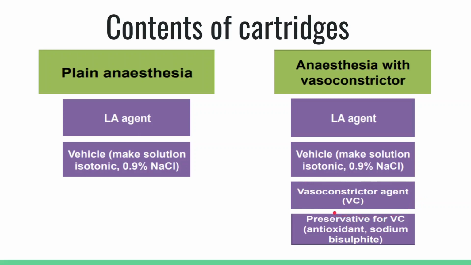In addition, with the vasoconstrictor agent usually comes a preservative, a substance that preserves the vasoconstrictor, because the vasoconstrictor usually undergoes degradation, meaning it oxidizes. So we usually add a preservative to extend the shelf life of this anesthetic so that it doesn't spoil quickly. This is usually something like sodium bisulfite, for example, or any other preservative.